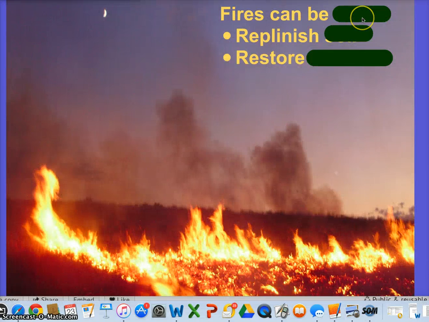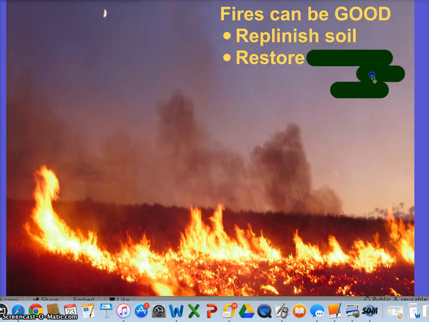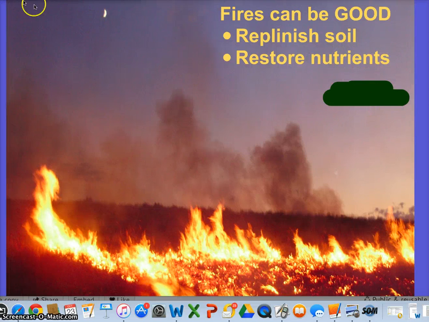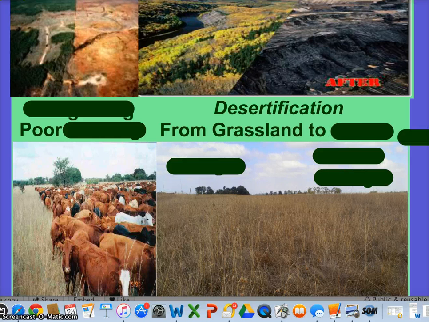Fires occasionally happen in the grassland due to the dry seasons, and they're actually a good thing if controlled, obviously, because they help replenish the soil and restore nutrients. So desertification is the main environmental problem in a grassland, and it's basically the conversion from grassland to desert. And once that extreme takes place, it's very hard to recover.